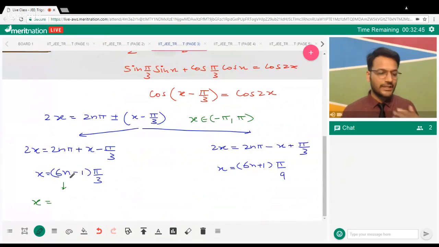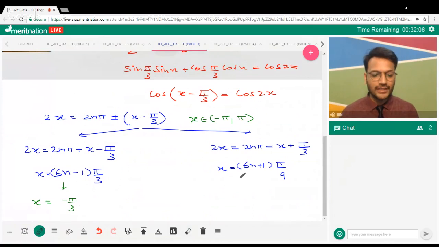Over here, we'll figure out the values of x. First of all, let's talk about the negative values. If I talk about n is equal to 0, I'll get negative pi by 3, which is one solution. If I talk about n is equal to negative 1, it'll be minus 7 pi by 3. Minus 7 pi by 3 is less than minus pi, so we'll not talk about that value. Then we'll place n is equal to 1. 6 minus this gives me 5 pi by 3. 5 pi by 3 is also a value that is greater than pi, so we'll not consider this value as well. So this is the only value which we're going to receive over here.